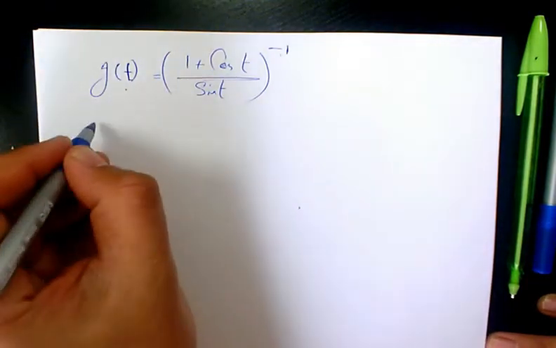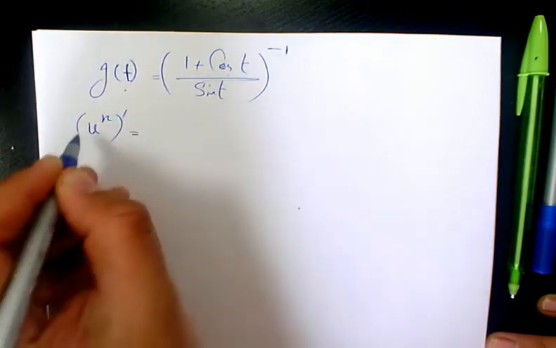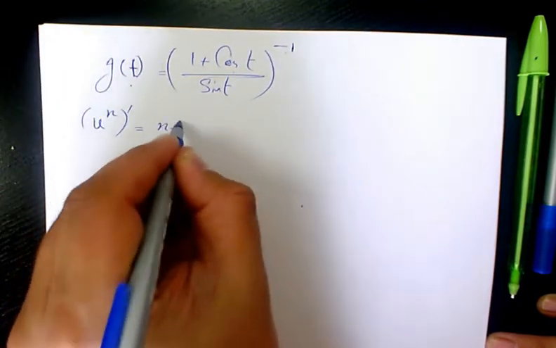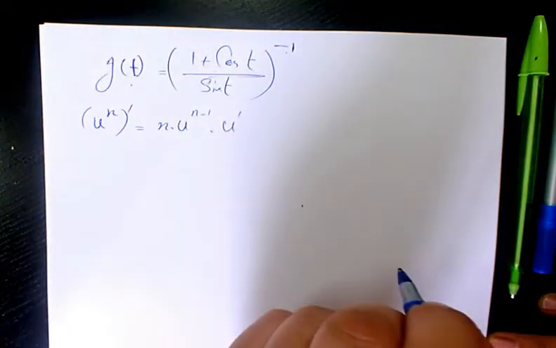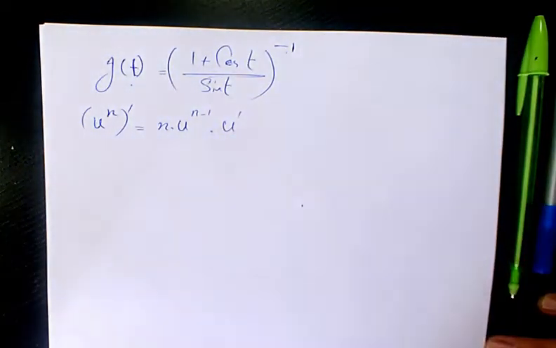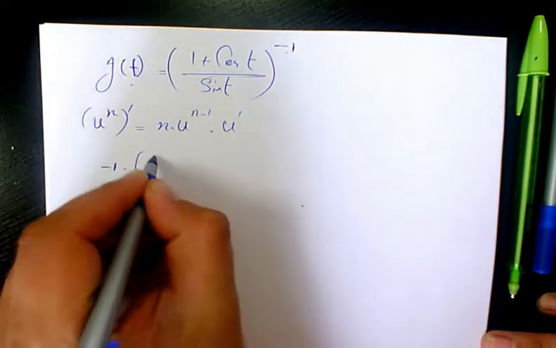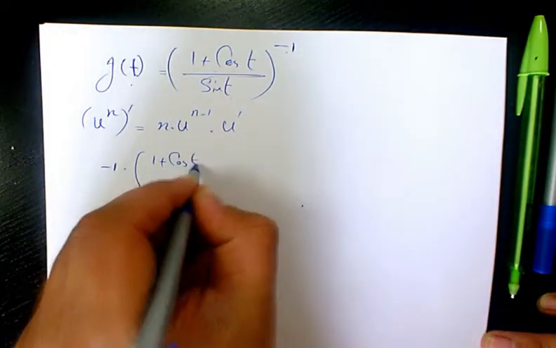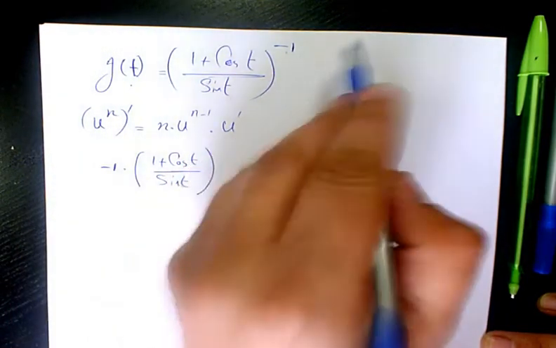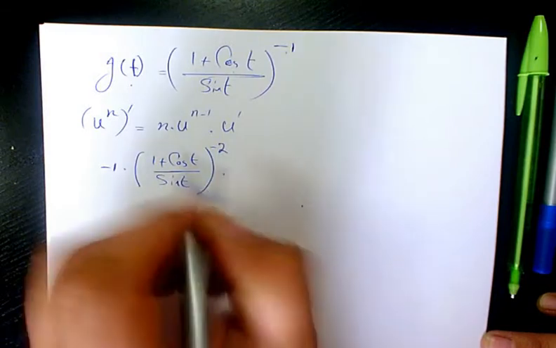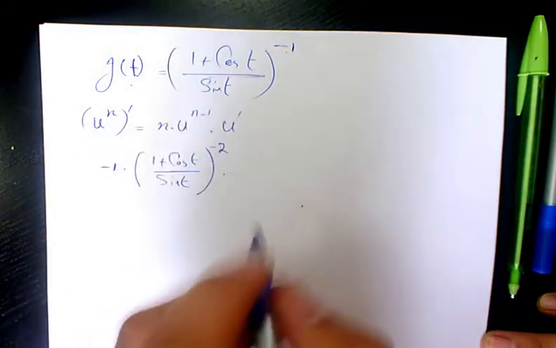So the first thing we know, if we have u to the power of n and we want to find the derivative, it is going to be n times u to the power of n minus 1 times u prime. So we do the same thing here. It's going to be negative 1 times (1 plus cosine t over sine t) to the power of negative 1 minus 1, which is negative 2, times the derivative of u, which is going to be this one.